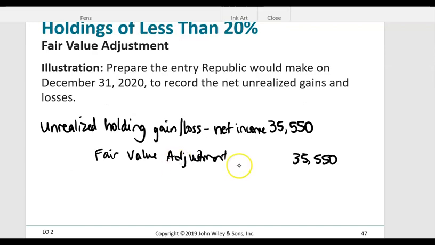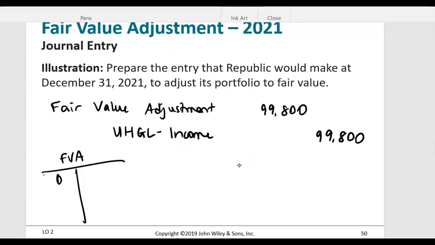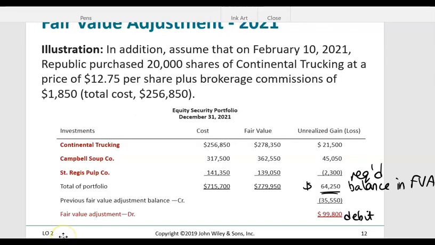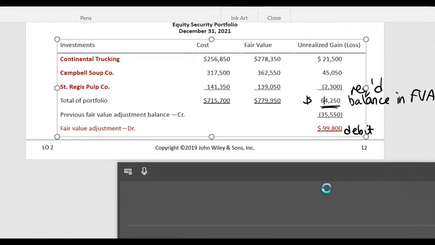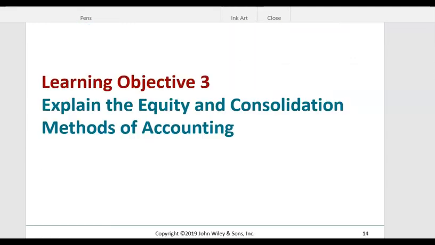We had booked a credit of $35,550 at the end of the first year. And then we now book a debit of $99,800. So what is our balance in here? When we take $99,800 and subtract out $35,550, we get $64,250 as a debit, which is exactly what we wanted it to be, $64,250.